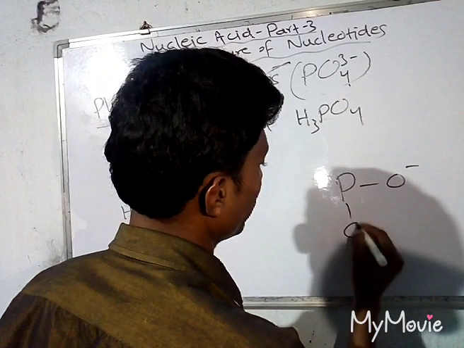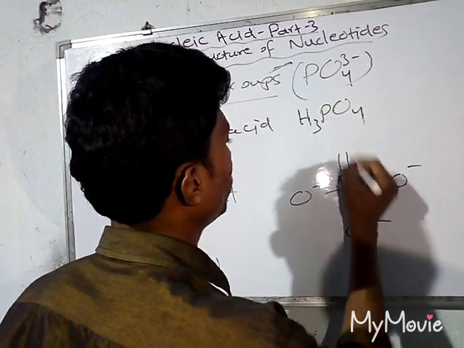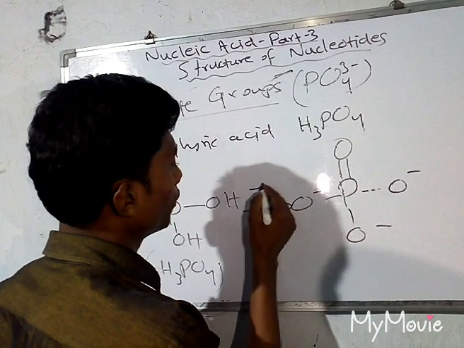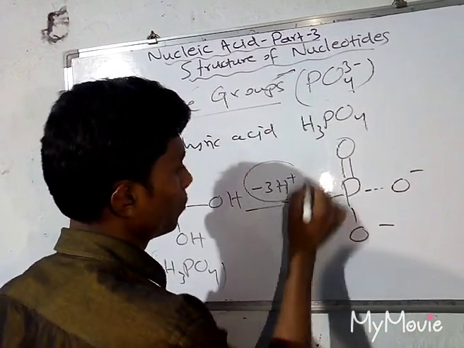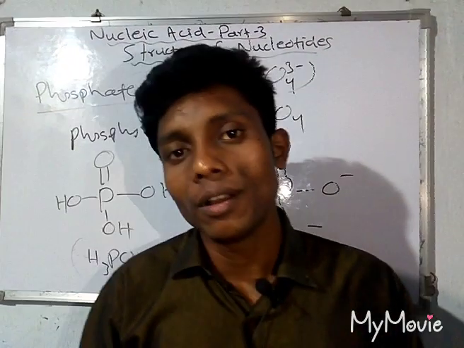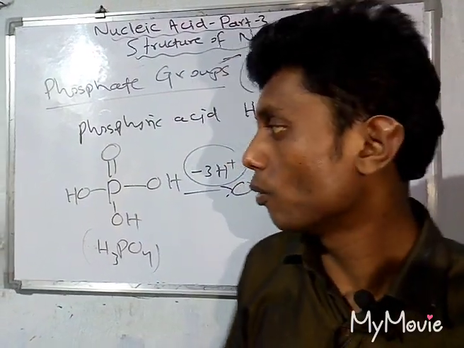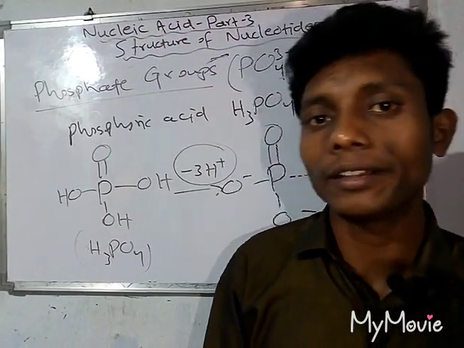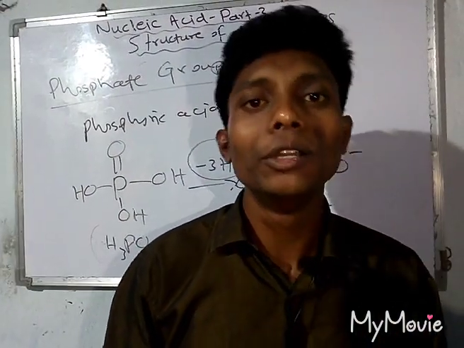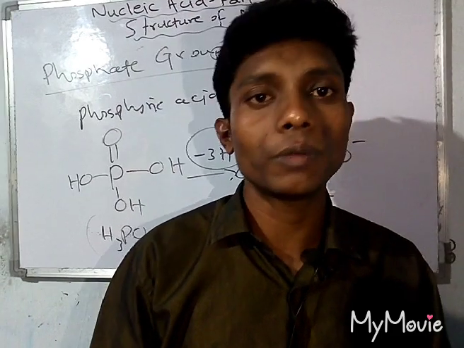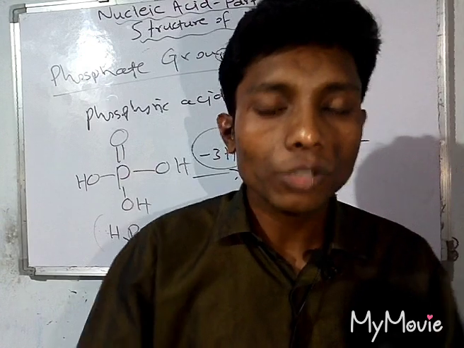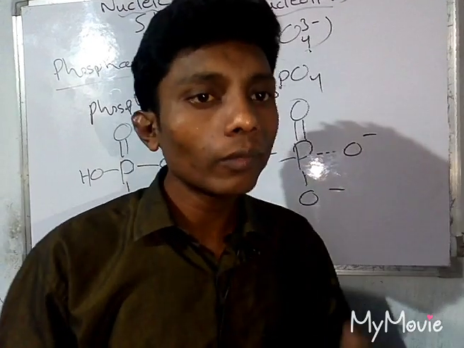That is, now the phosphate group is formed by removal of 3H plus. So due to removal of 3 protons, or 3 hydrogen ions, from the phosphoric acid, we get the phosphate group, and that phosphate group is present in nucleic acid, and due to the presence of this phosphate group, nucleic acid has the acidic nature.